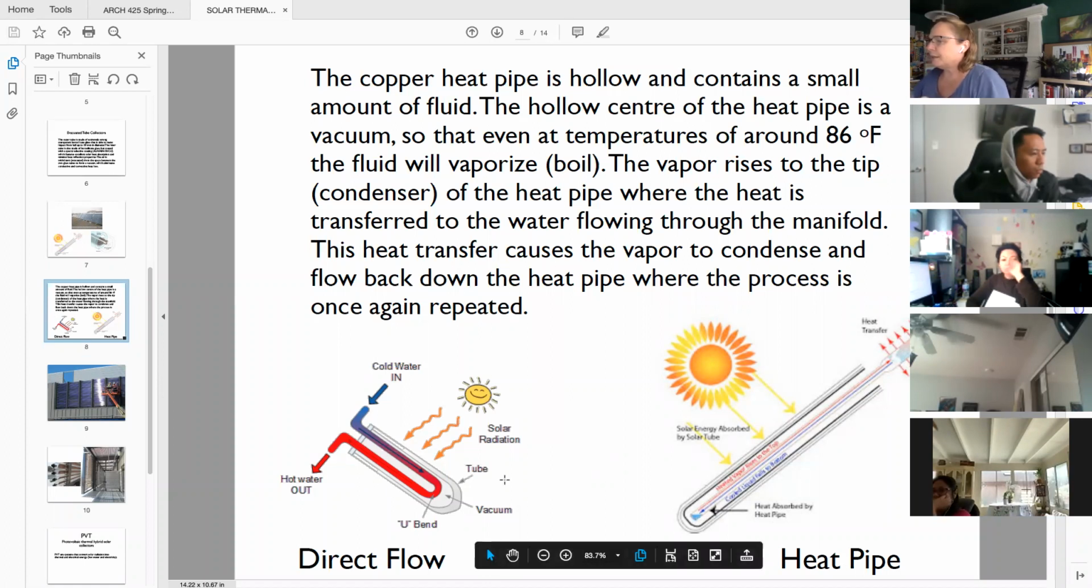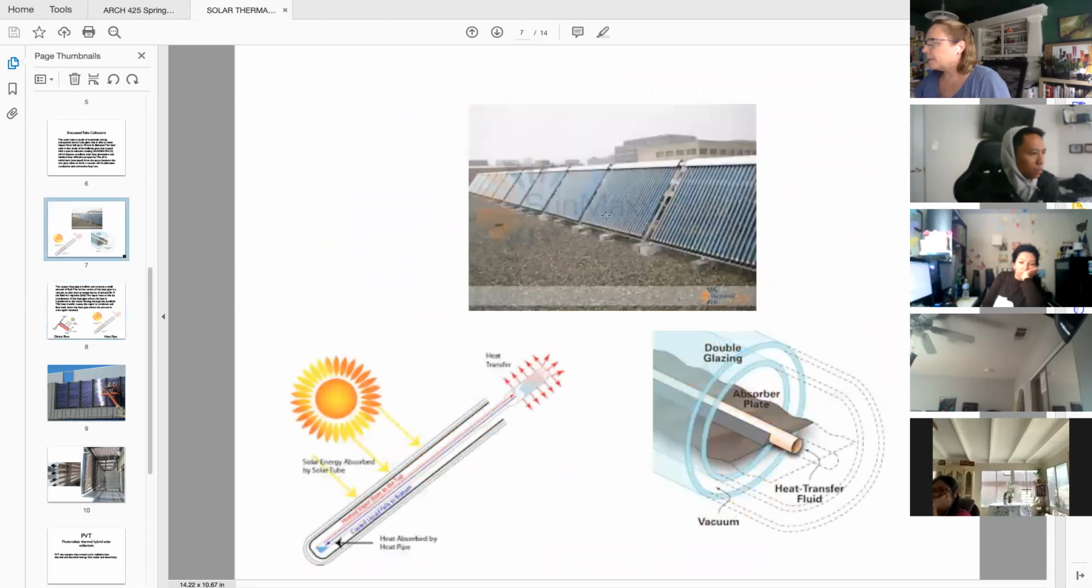What's important to understand is when and where this type of array is the most applicable. In northern climates, in the winter months, when there is the least amount of solar radiation, this type of evacuated tube system can reach very high levels of efficiency.